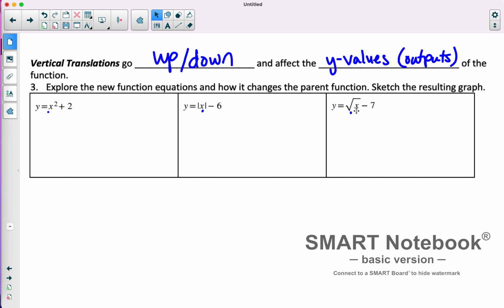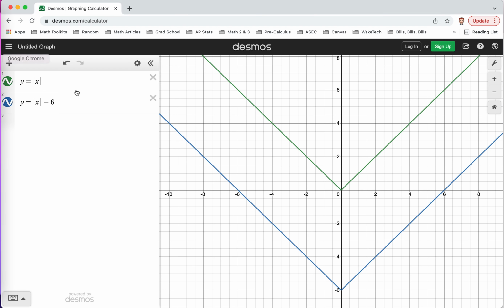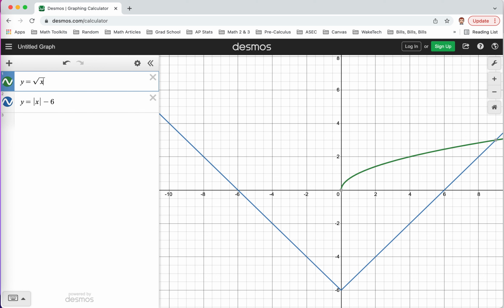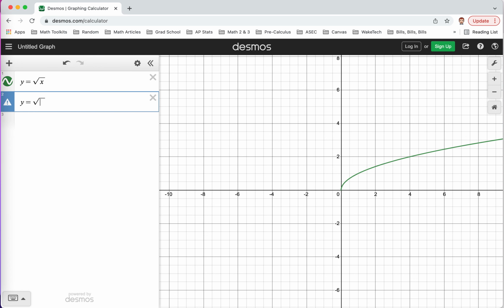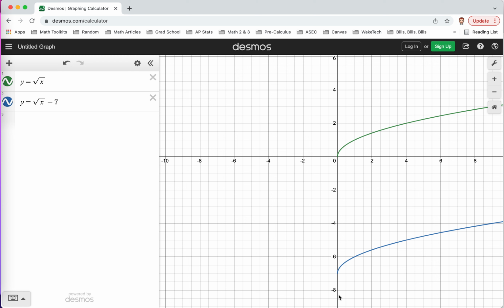Lastly, we had the square root of x, and outside of the function we have minus 7, so we are still going to affect the outputs. Let's change this to the square root again. Square root of x, and square root of x outside minus 7. It moved it down 7.